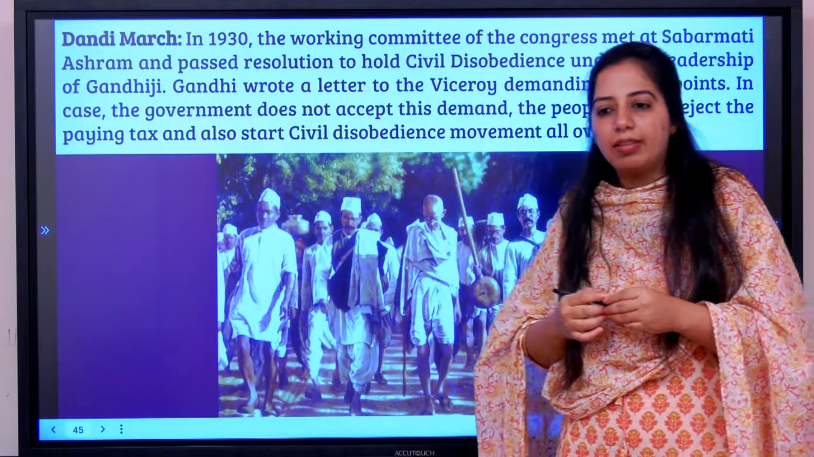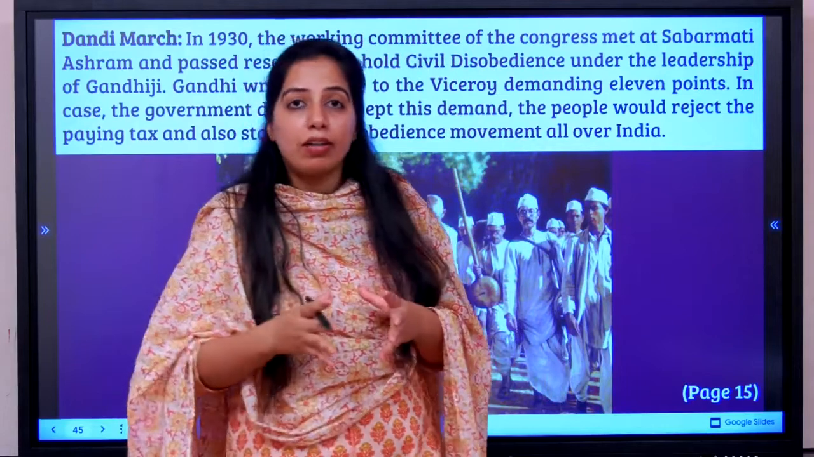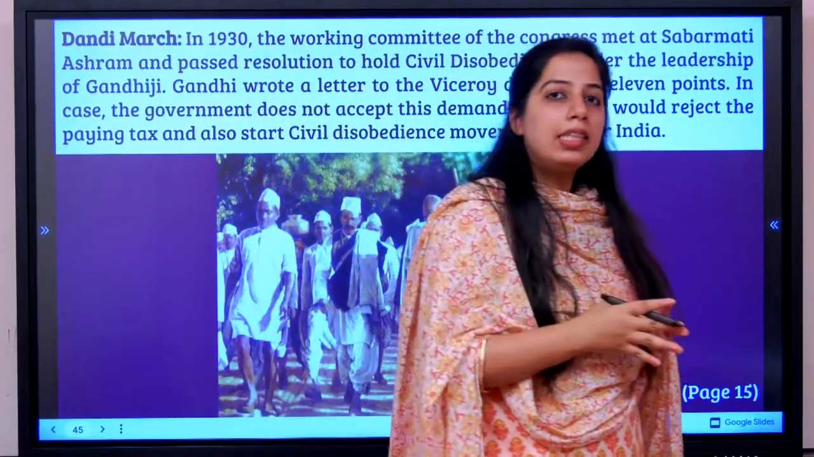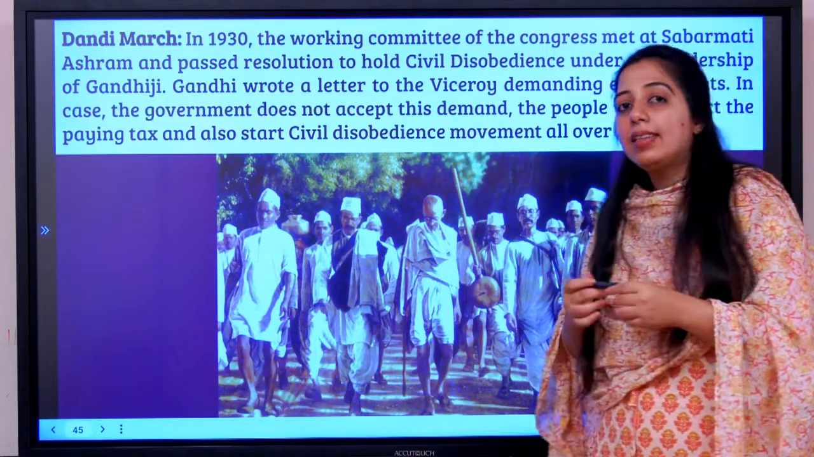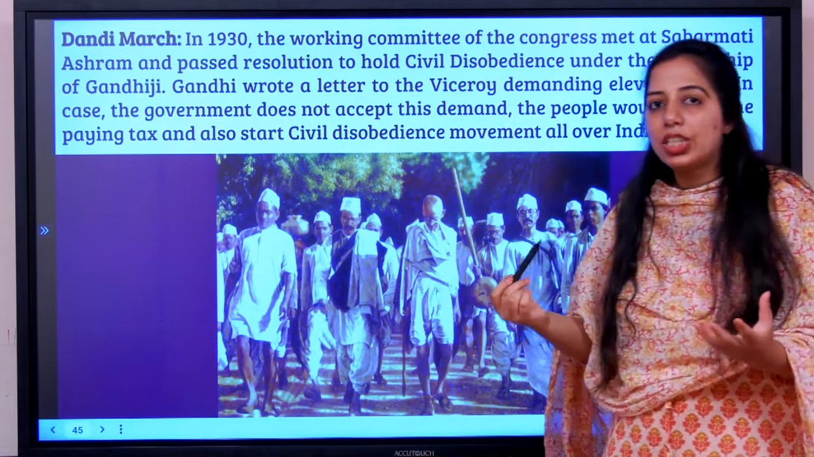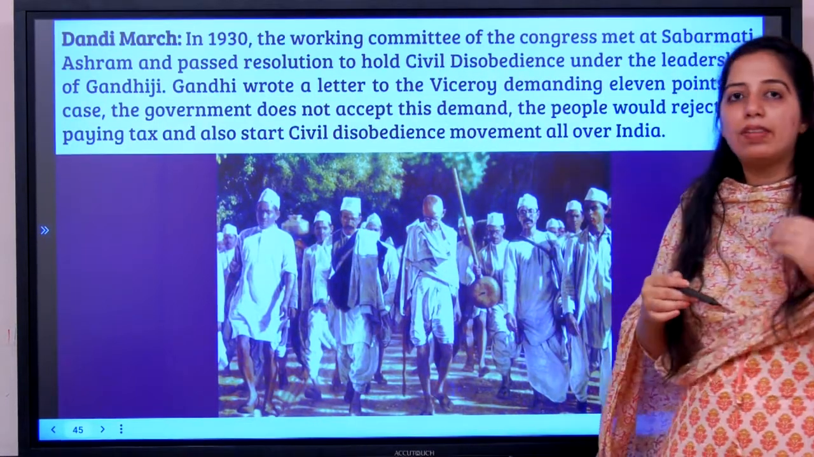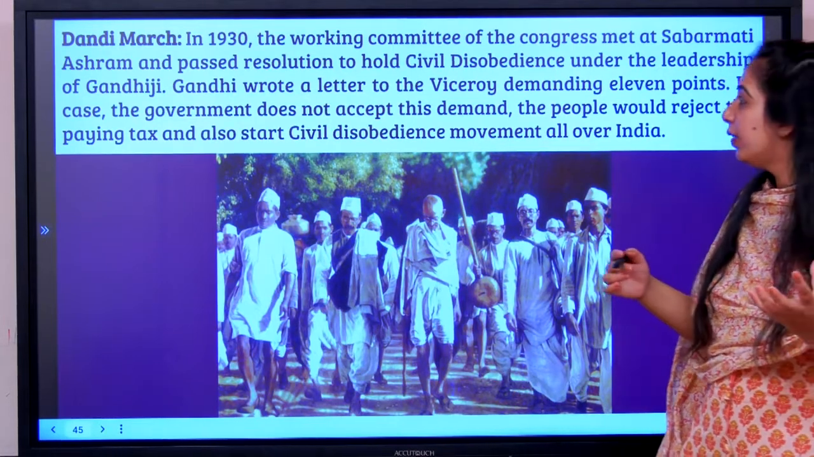Now let's look at what Gandhiji did. He organized a march called the Dandi March. What happened here? Let's look at it. In 1930, the Working Committee of Congress met at Sabarmati Ashram and passed a resolution that they will hold the civil disobedience movement under the leadership of Gandhiji.